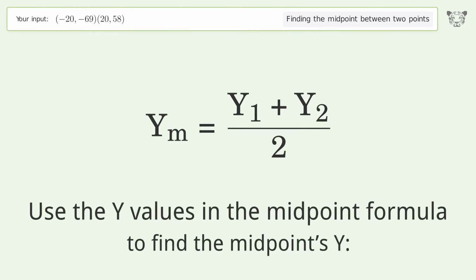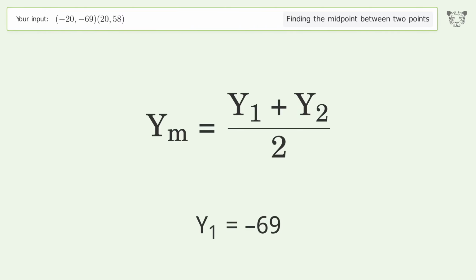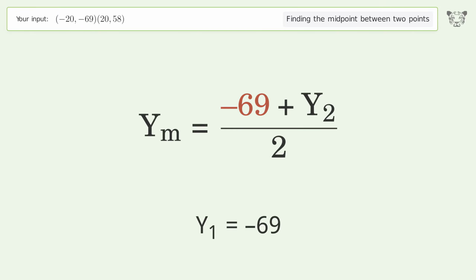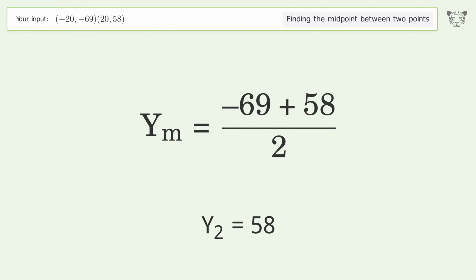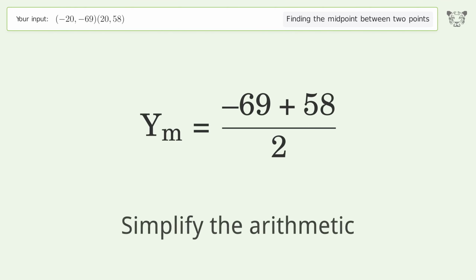Use the y values in the midpoint formula to find the midpoint's y. y1 equals -69. y2 equals 58. Simplify the arithmetic.